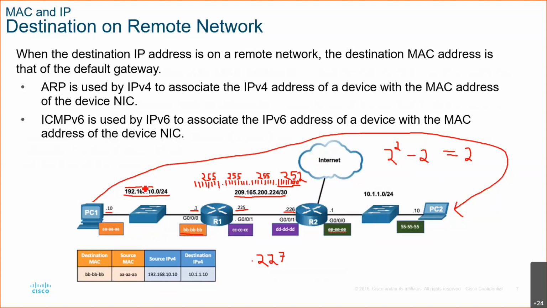Now for IP version 6, it uses ICMP version 6 to associate the IP version 6 addresses of a device with a MAC address of the device NIC. And how does it do that? It uses something known as network discovery, ND.